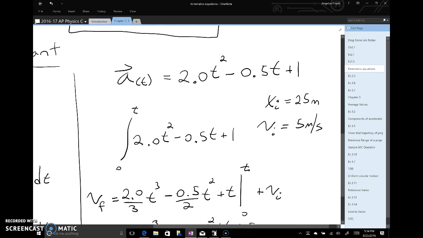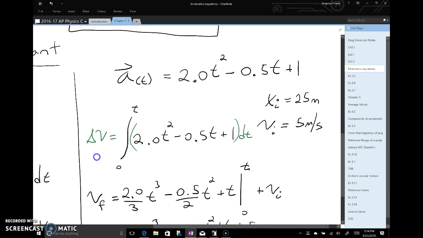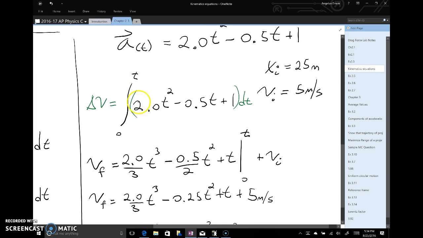So in order to find our change in velocity, we're going to take the integral of the acceleration with respect to time, and evaluating this, t squared goes to t cubed over 3, t goes to t squared over 2, and this 1 goes to t. We're going to evaluate the whole thing from 0 to t.